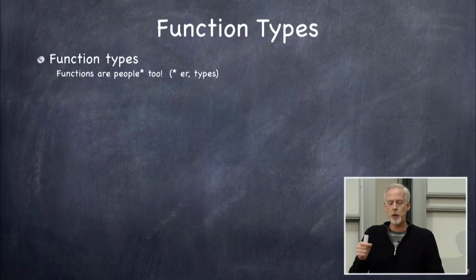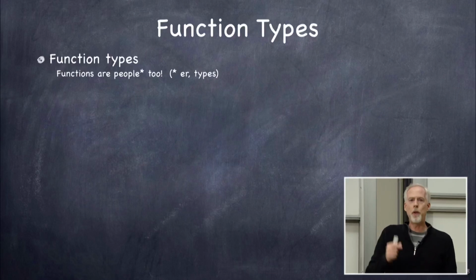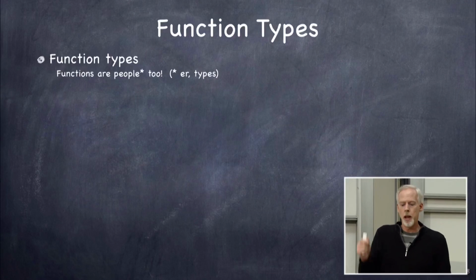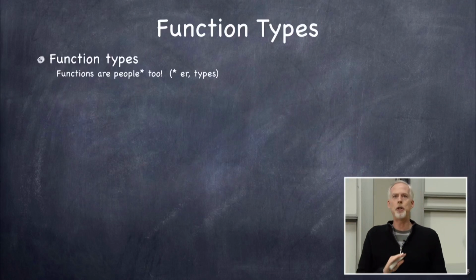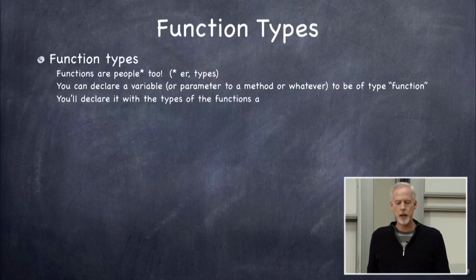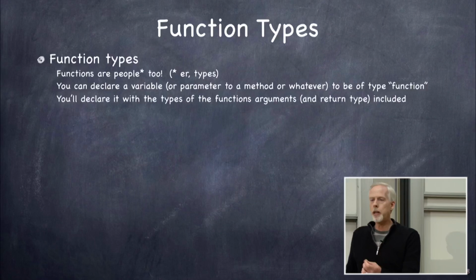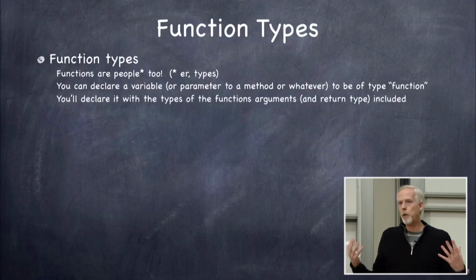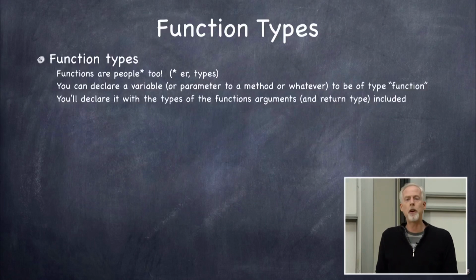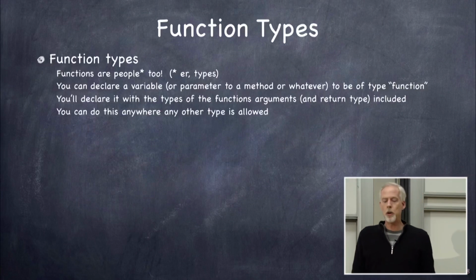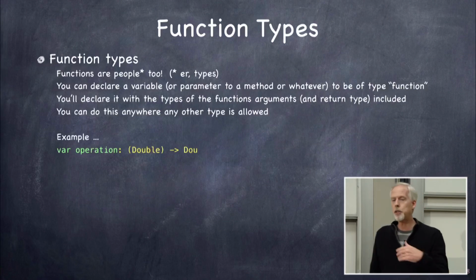I believe the Supreme Court ruled a couple years ago that functions are people too, okay? And so functions get the full treatment of a type that any other type gets. You can use a function as a type anywhere. You do it just by declaring an argument to a function or a var to be of type function, and you specify the arguments and the return value of that function. So you can do this anywhere a type is allowed. Let's look at an example.